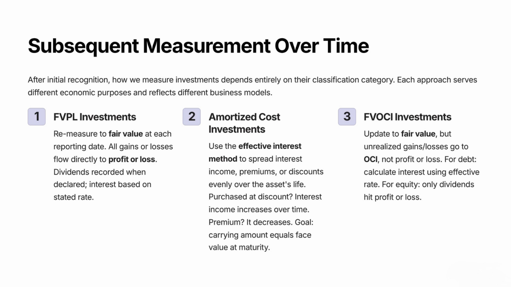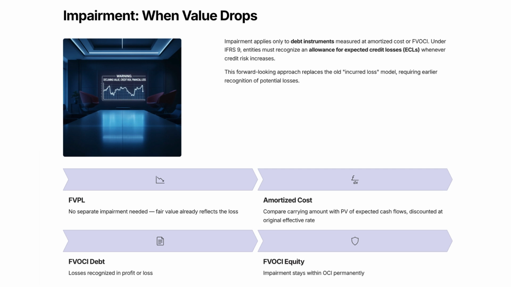Let's talk about impairment. Impairment applies only to debt instruments measured at amortized cost or fair value through other comprehensive income. Under IFRS 9, entities must recognize an allowance for expected credit losses, or ECLs, whenever credit risk increases. For FVPL investments, no separate impairment is needed. The fair value already reflects the loss.